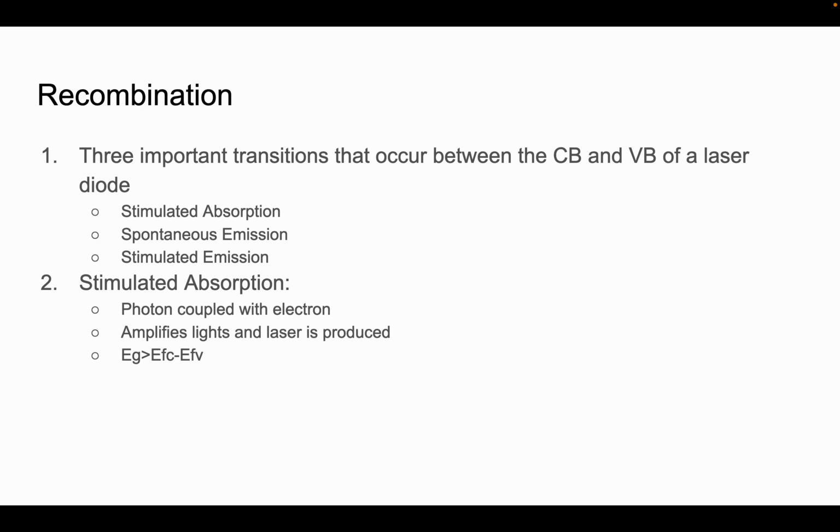So stimulated absorption, basically in this case, a photon is coupled with an electron. And this causes the electron to decay to lower energy levels, and that causes the electron to release a photon. The photon is released at the same level at which the electron reduces to, basically. And the emitted photon has the same direction and phase as the incident photon.